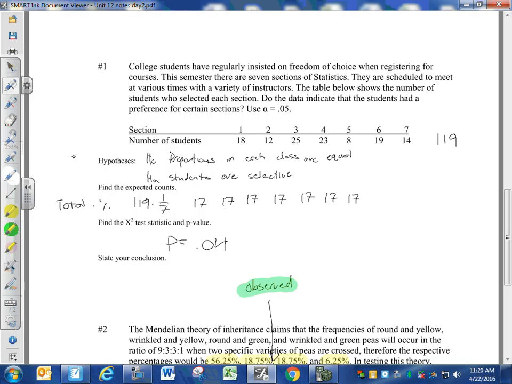You're not sure what to do with the expected amounts? I have this many students and they were placed equally amongst all 7 classes. That would be the expected amount. So there's 7 classes, take this divided by 7. That's going to be each of those.